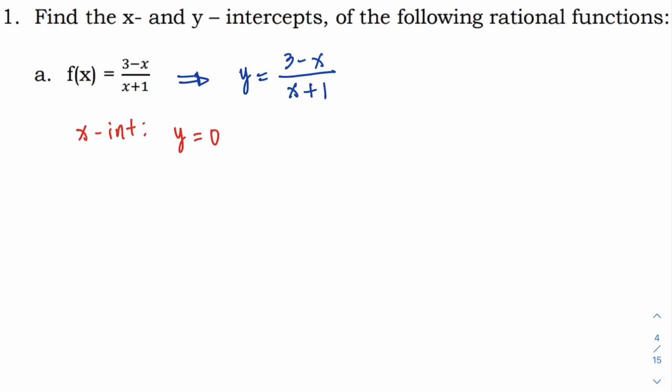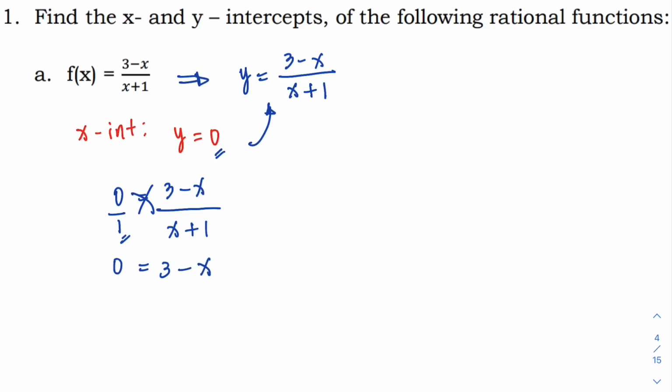Okay? So, try natin. So, this time, substitute natin yung value ni y na 0 doon sa ating equation. So, meron tayong 0 equals 3 minus x over x plus 1. Tama? So, next is simplify natin yung ating equation to solve for x. So, pwede tayong mag-cross multiply dyan. Meron tayong 0 over 1. So, by cross multiplication, 0 times x plus 1, that is 0. Then 3 minus x times positive 1, that is 3 minus x.